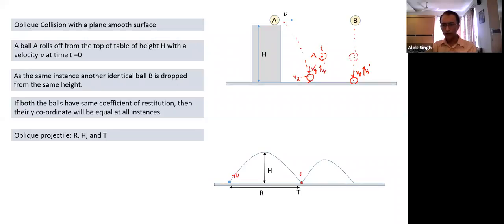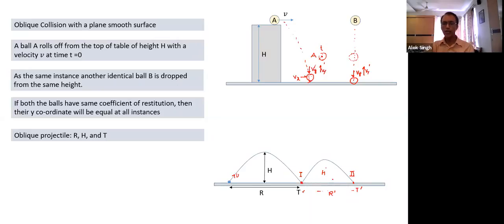What will happen if it's a horizontal floor? If the coefficient of restitution is anything less than 1, it continues as a second projectile, and this is the second impact. Between the first impact and the second impact, again you will have a particular range R dash, and you will have height H dash, and from here to here it takes time T dash.